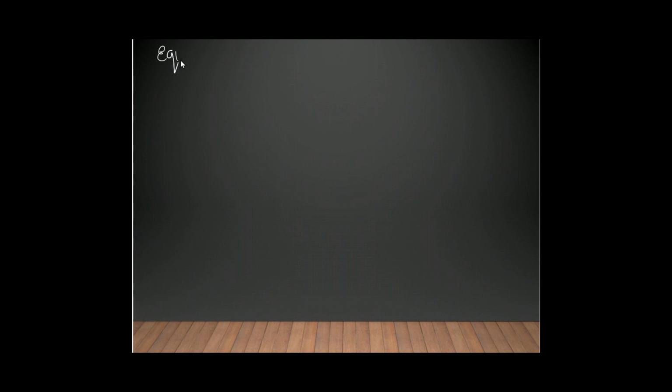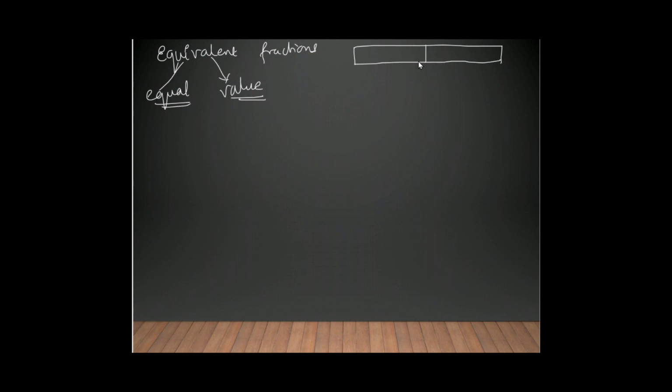Now let's see another important term, that is equivalent fractions. What do we mean by equivalent fractions? Just by the term itself we come to know that equi means equal, valent is value. So the fractions that have equal values are called equivalent fractions. Let's take an example. Suppose I have a strip and I have divided it into halves, and I shade one part out of it. So this is half, right? The fraction representing that shaded part is half.